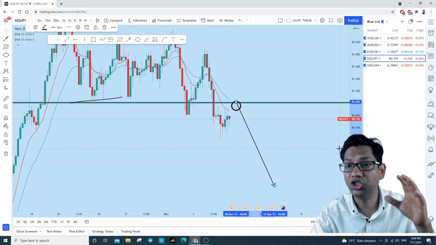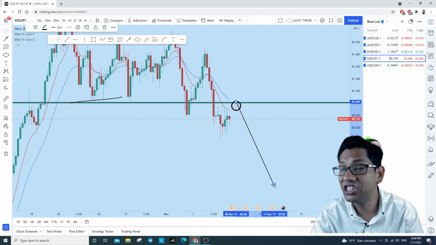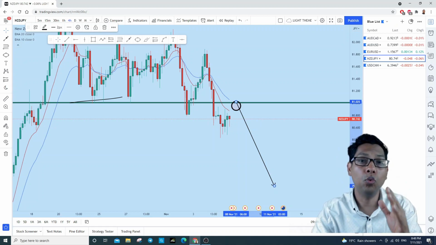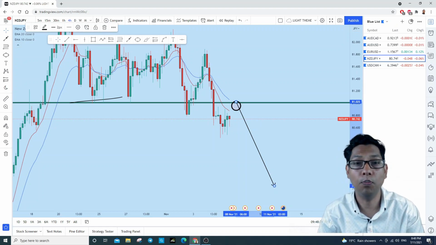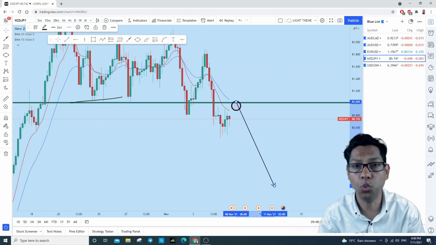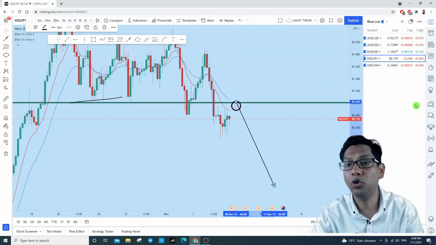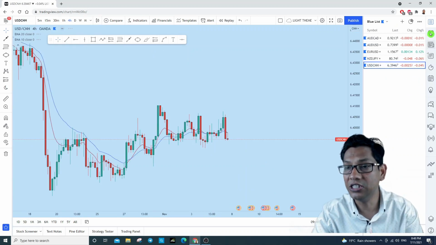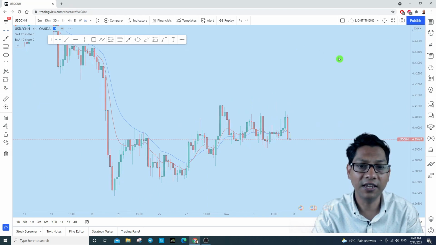Now let's jump on to USDCNH, and finally we will analyze euro dollar. So make sure you watch till the end to see what might happen with euro dollar as well. Now let's jump on to USDCNH as usual on the monthly time frame.